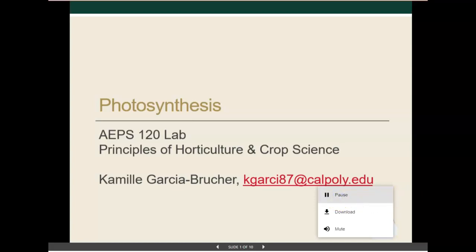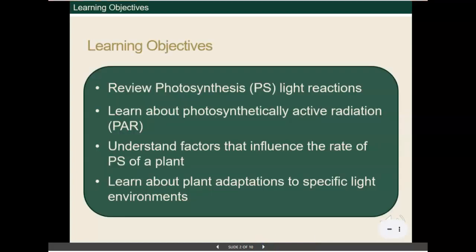School and high school, and is discussed in most college-level biology courses. We'll start by reviewing photosynthesis and the first part of this reaction, the light-dependent reaction. Then we'll discuss wavelengths that create usable light for photosynthesis and cover factors that influence the rate of photosynthesis in plants. We'll conclude by discussing some specific plant adaptations to different light environments.